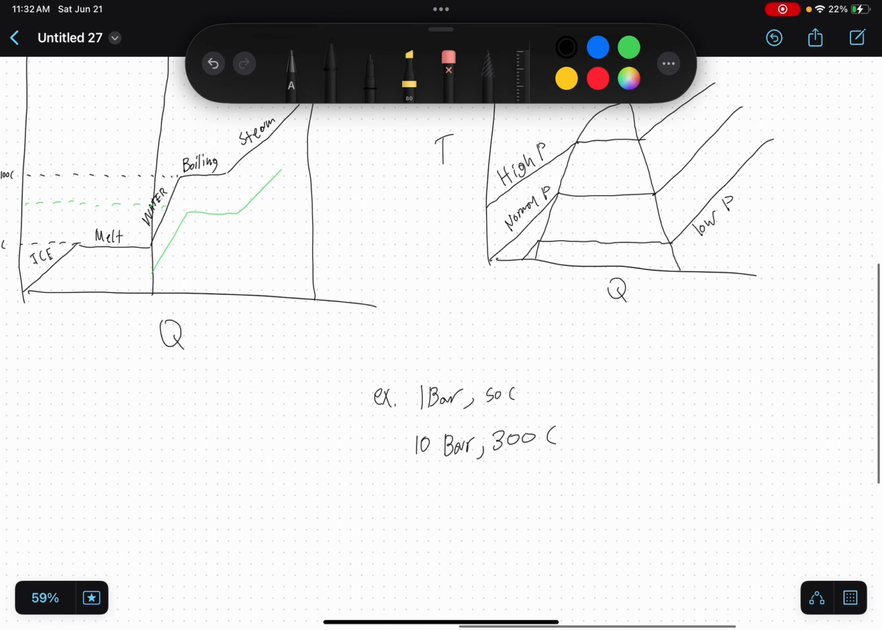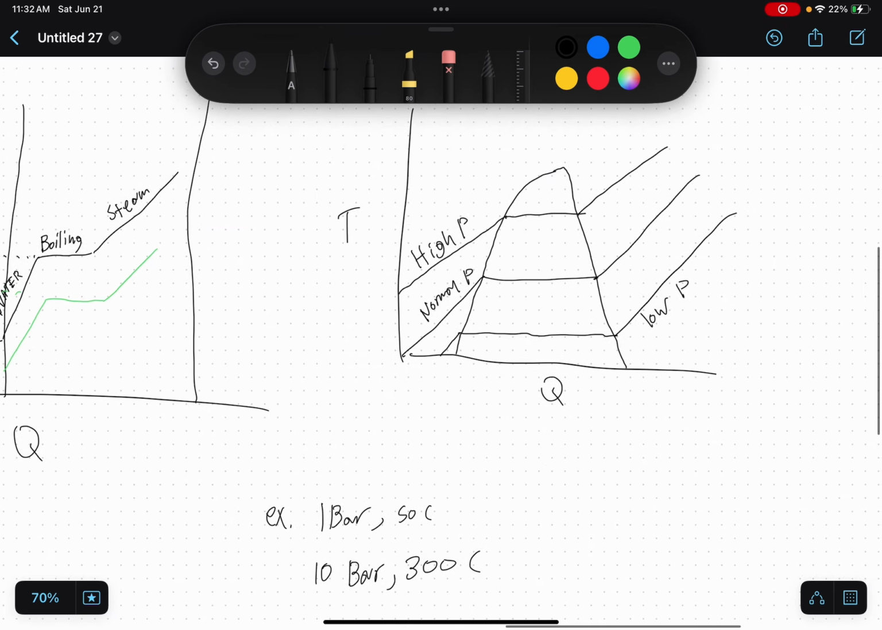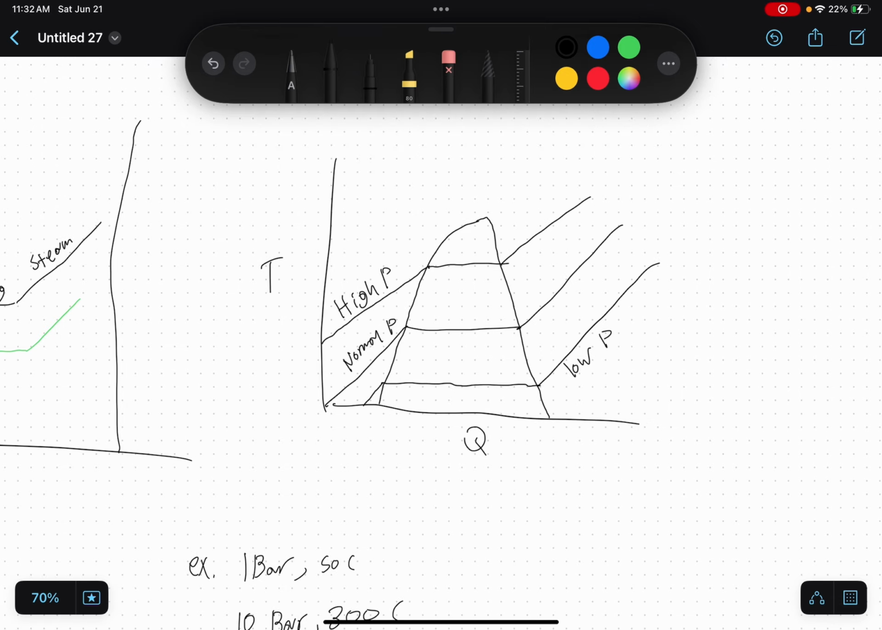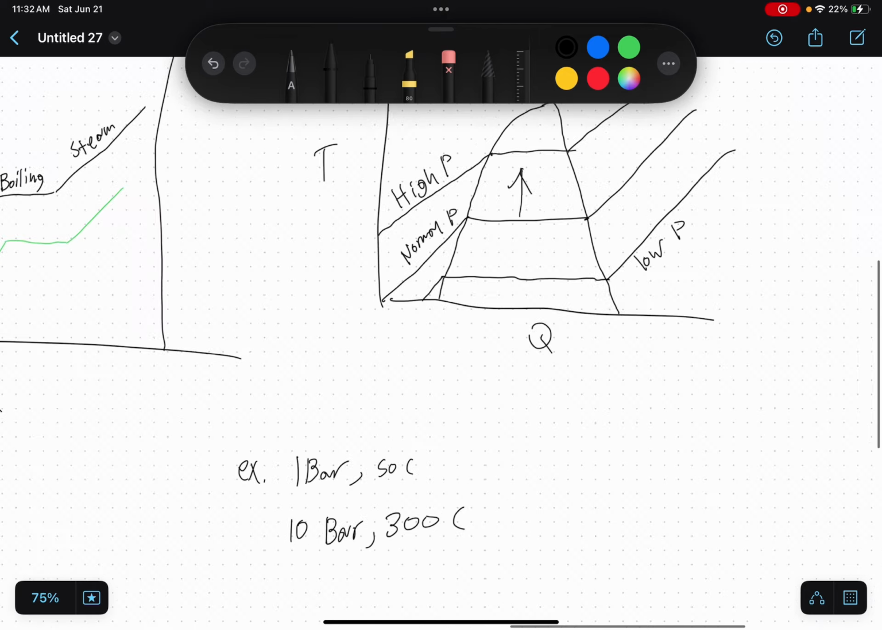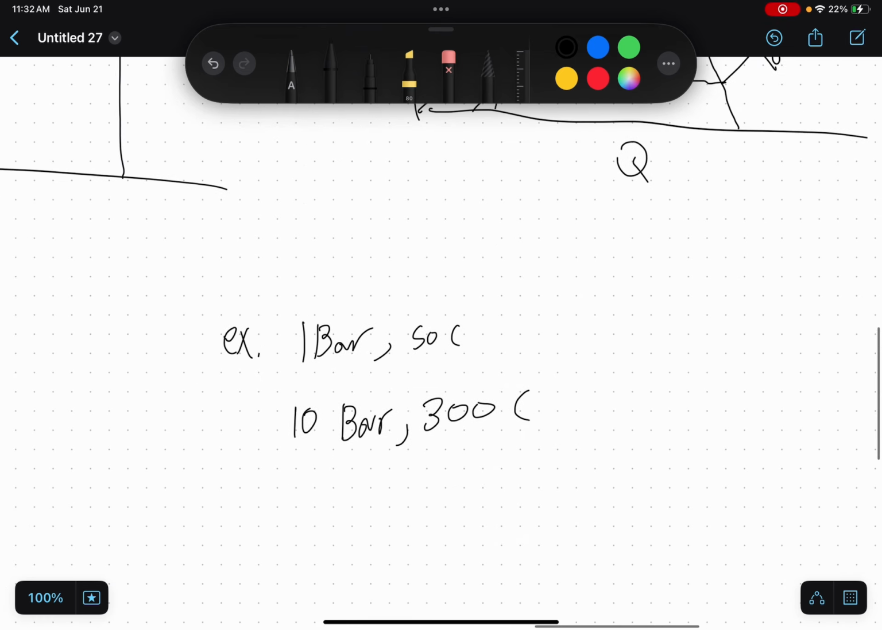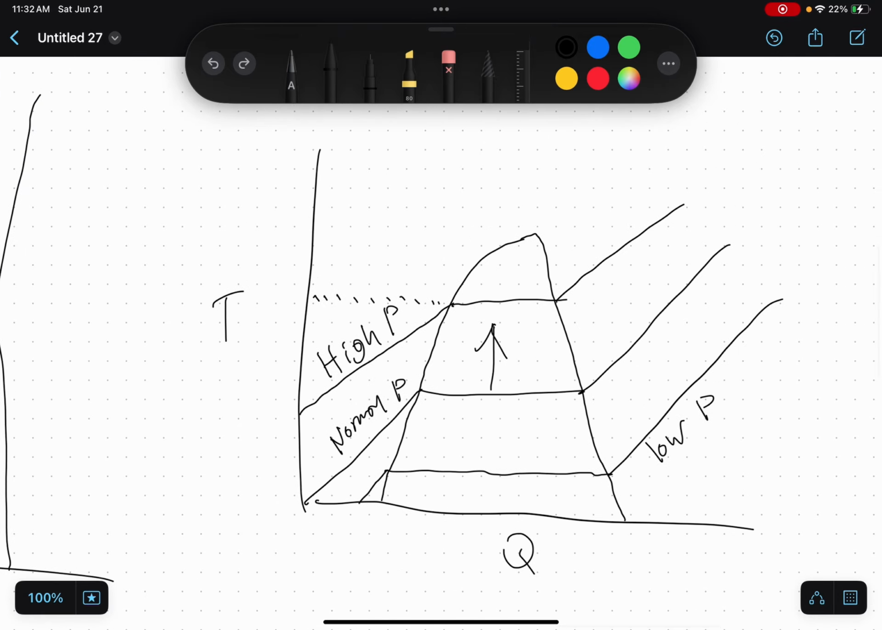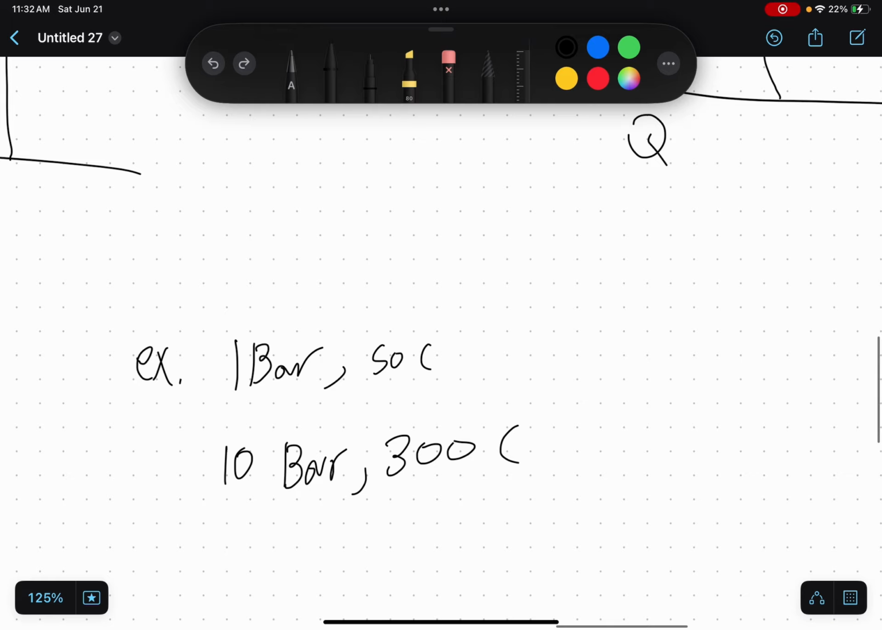300 Celsius. Okay. So what I did here is I increased the pressure. So we go from normal pressure to higher pressure. So we're somewhere up there. And I also increased the temperature. So we know by default that the new boiling temperature is going to be higher because I said 10 bar instead of 1 bar. So we know it's going to be higher than 100 Celsius. We don't know how much higher. And I also made the temperature higher.